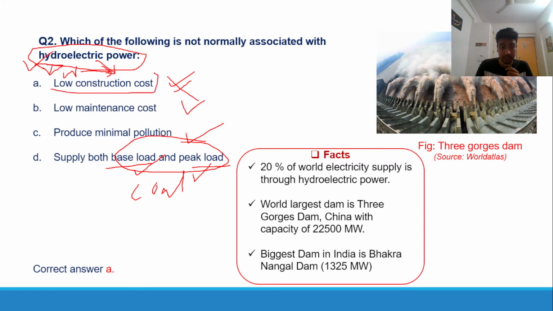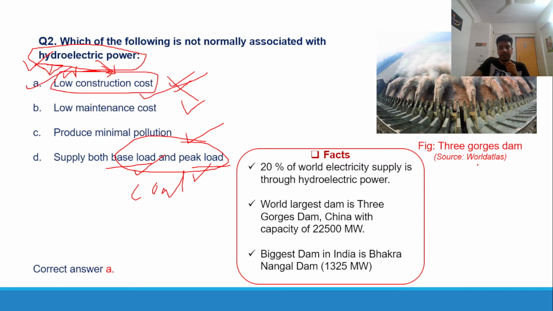But what it doesn't provide is low construction cost. It is a very high construction cost project. You have to shift people also. You have heard that many people are being relocated due to dam building, like in Tehri Garhwal, Narmada, the dam on the river Narmada, Sardar Sarovar Dam. There are many social activists also who are working on these issues like shifting, relocating, submersion of agricultural lands, flooding, deposition of silt. So there are many issues associated with dams that add up to the construction cost also. So what is not normally associated? Low construction cost. So the correct answer is A.